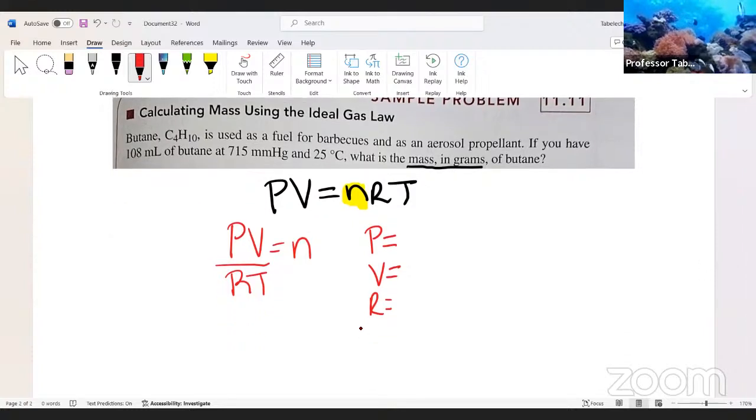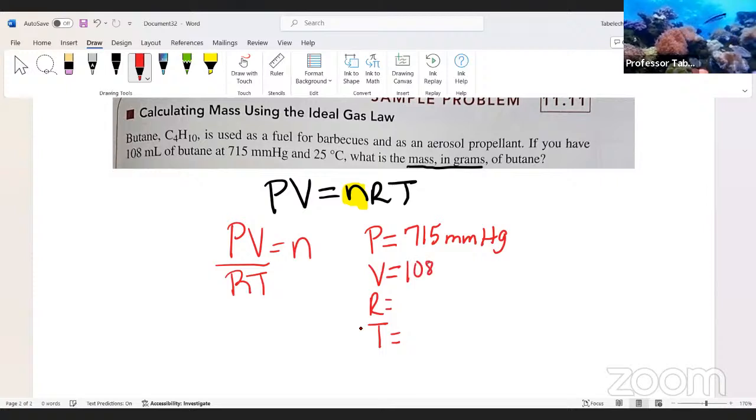So let me again write down all the stuff that we know. The pressure was 715 millimeters of mercury. The volume was 108 milliliters. But guess what? You've got to convert that to a liter. You're going to move your decimal back 3 places to the left, 1, 2, and 3, and you get 0.108 liters, okay?